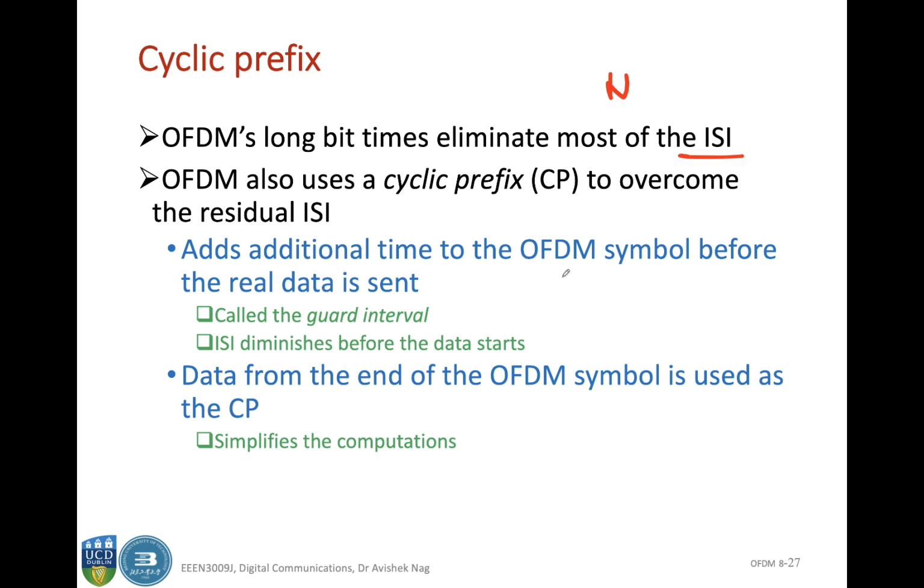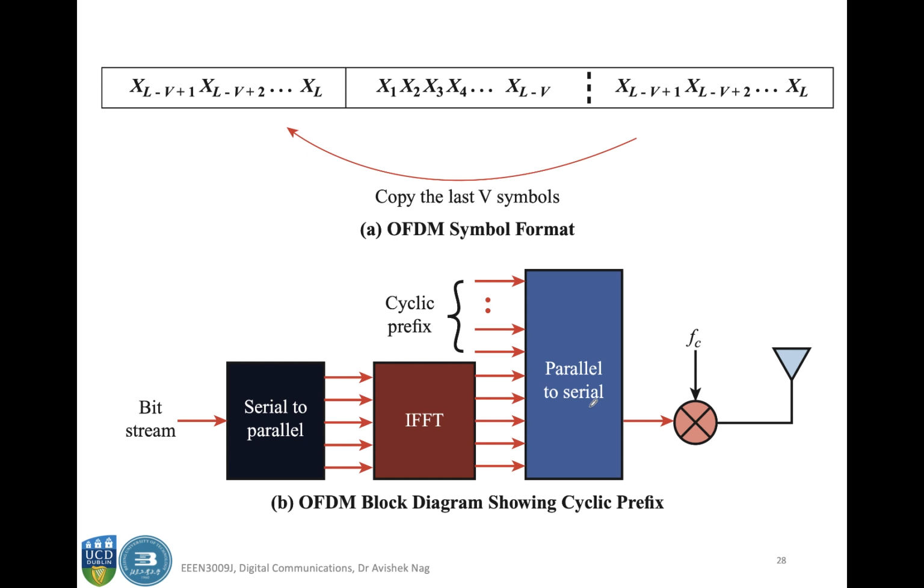What happens is that this cyclic prefix adds additional time to the OFDM symbol before the real data is sent, and these are called the guard intervals. ISI diminishes before the data starts. So how is this cyclic prefix generated?